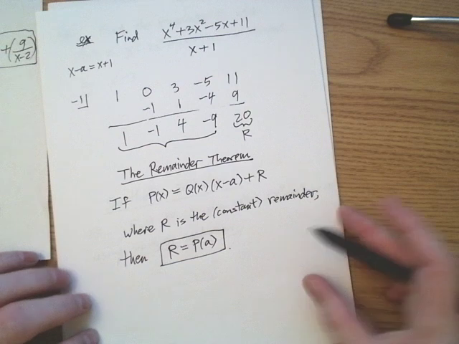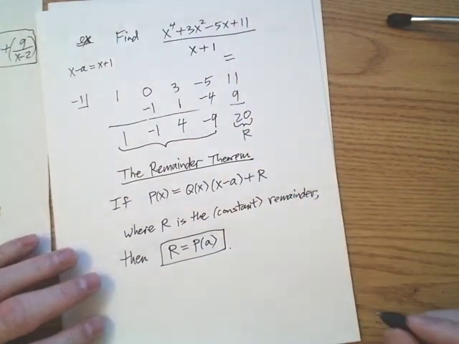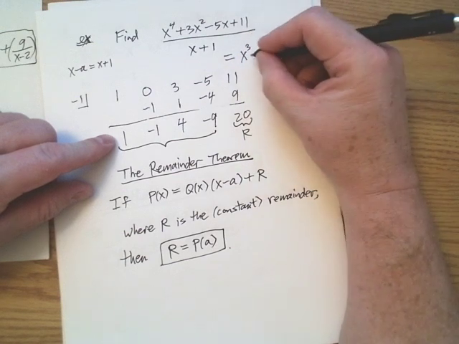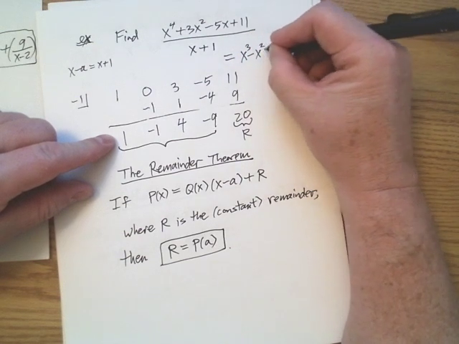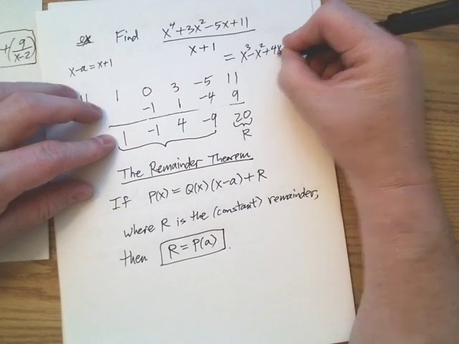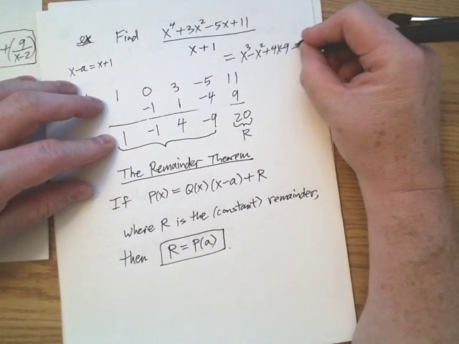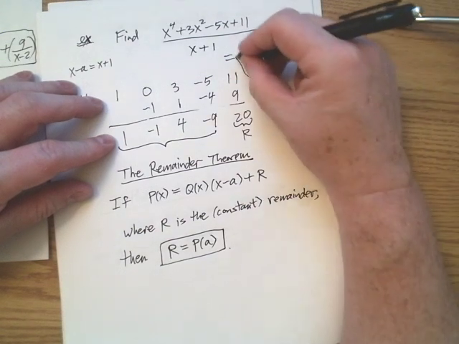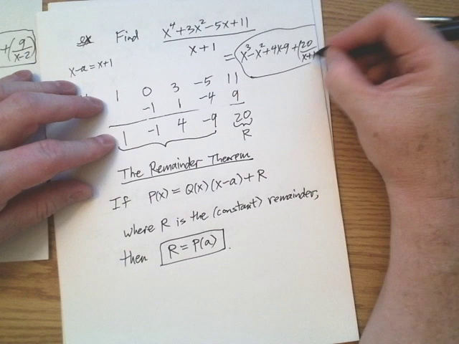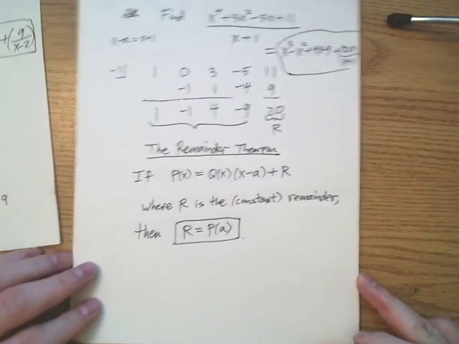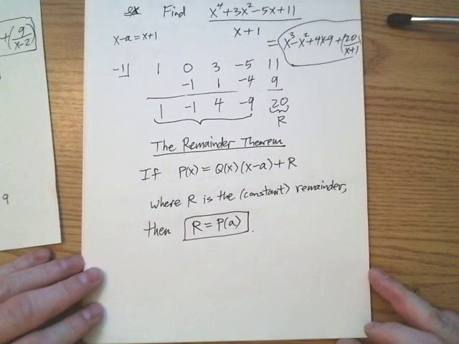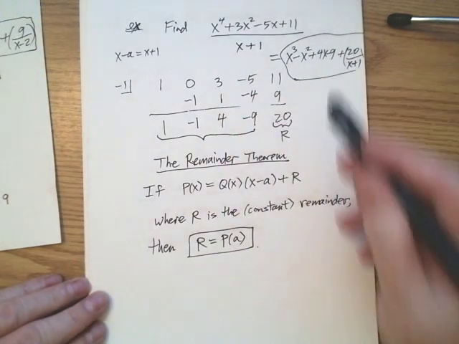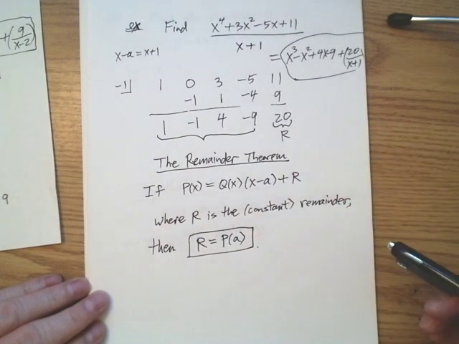Okay? So here's what my answer would be. I guess I have to smash it in here. It's x cubed minus x squared plus 4x minus 9, plus our remainder 20 over x plus 1. And there we go. There's our answer. I usually like this in parentheses there. But there's our answer. Okay? So it's pretty easy to do. Synthetic division is limited, but what it works on, it works really well on.